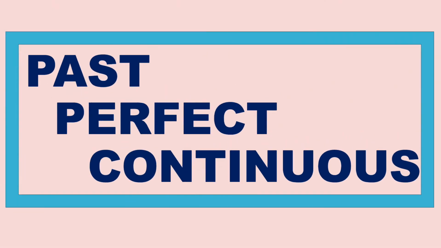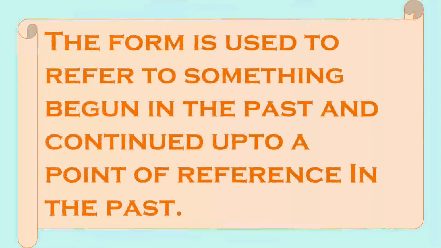Let's start with past perfect continuous tense. The form is used to refer to something begun in the past and continued up to a point of reference in the past. For example, I had been reading Gulliver's Travels for the last 1 week when he came to see me. Both the actions, both the verbs have been written in past tense. First is had been reading, second is when he came to see me.